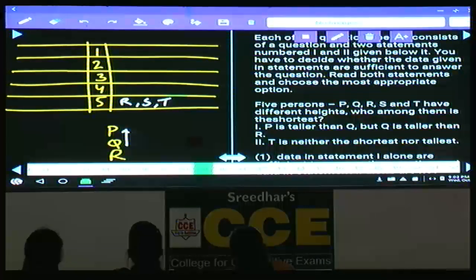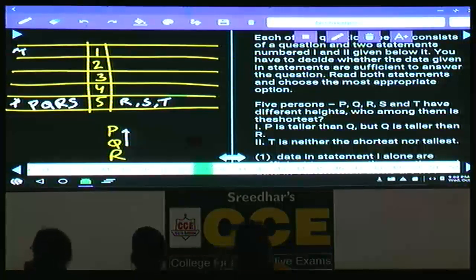Then coming to condition number 2, T is neither the shortest nor the tallest. Now T cannot be the tallest, and cannot be the shortest. Hence, as T cannot be the shortest, with the help of only condition number 2, either one among P, Q or S can be the shortest. Hence, from 1 alone we are getting 3 different answers, and from 2 alone we are getting 4 different answers.